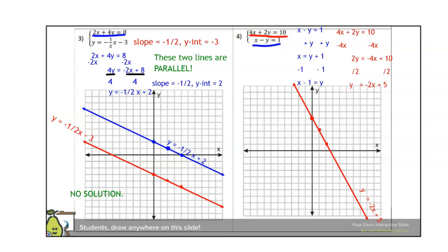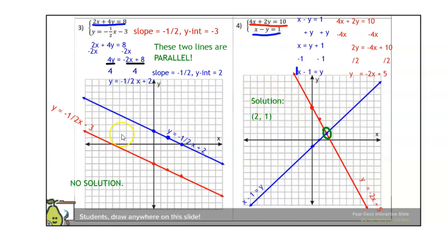So I'm going to start at negative 1, put a little point there, and that positive 1 slope here means I'm going to go up 1 over 1, up 1 over 1, and then make a straight line out of that. And these two equations are graphed now, which means I can find my solution very easily. That solution is (2, 1). So boom, there's the solution.